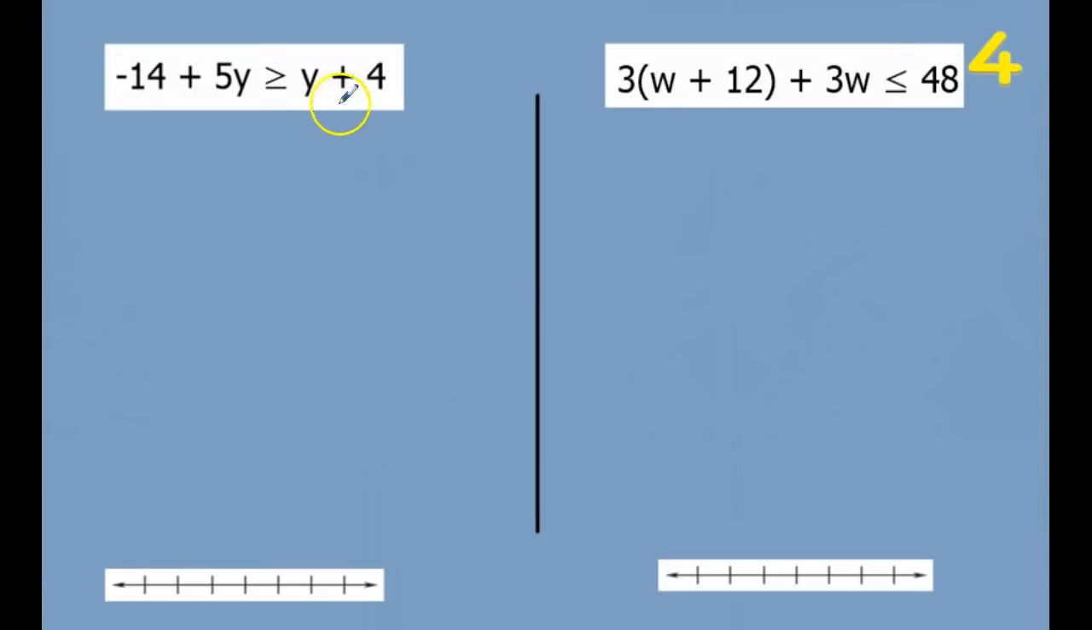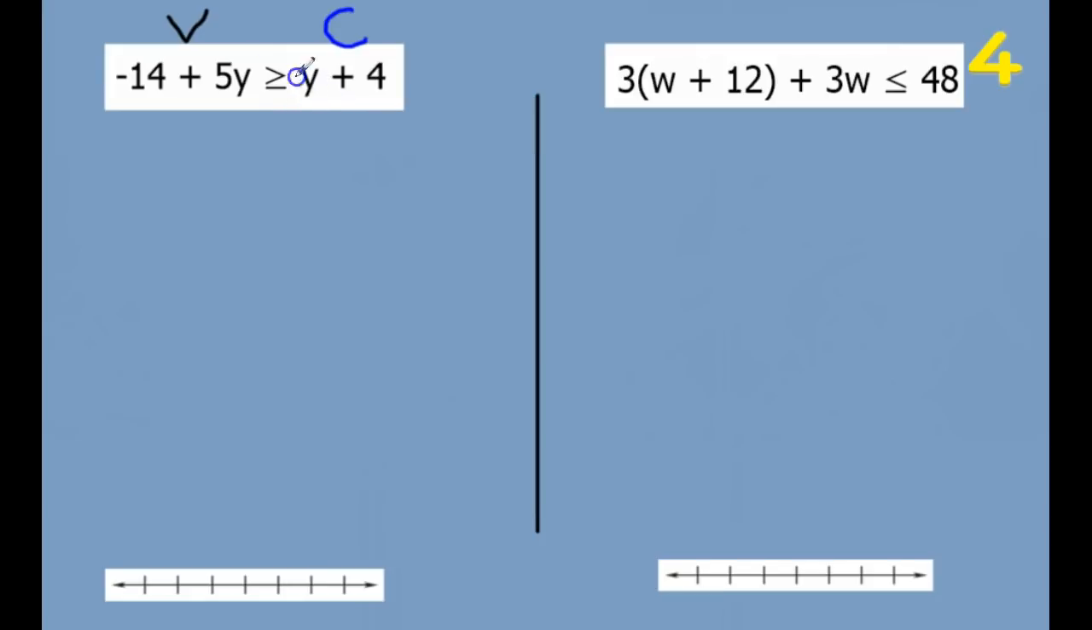Here we have a variable on both sides. So what we need to do is just like we did when we had equations with variables on both sides. We need to create a variable side and a constant side. So we always want the variable on the left. So this side will be our variable side, and this side will be our constant side.